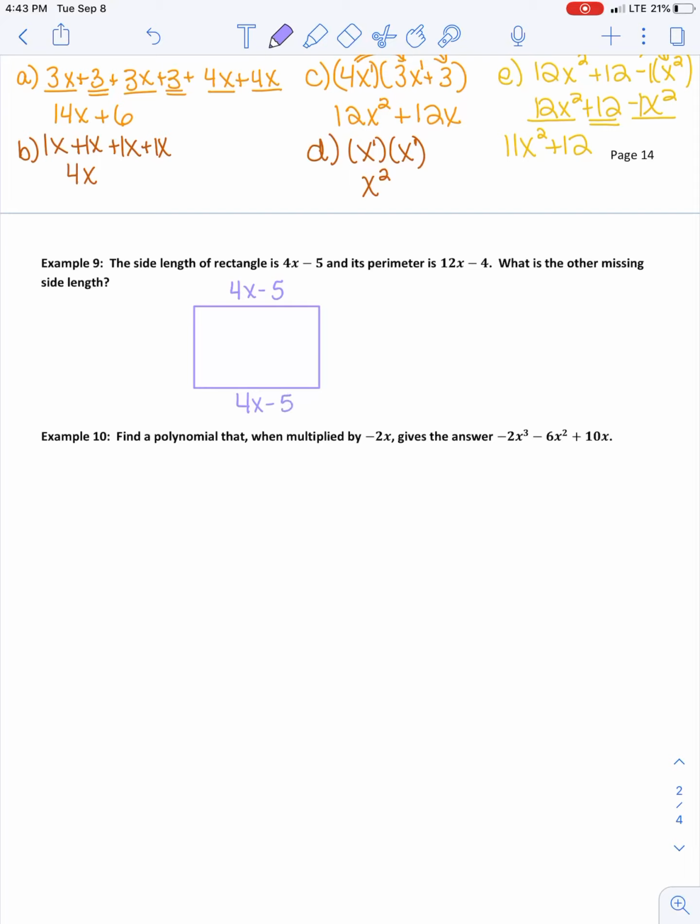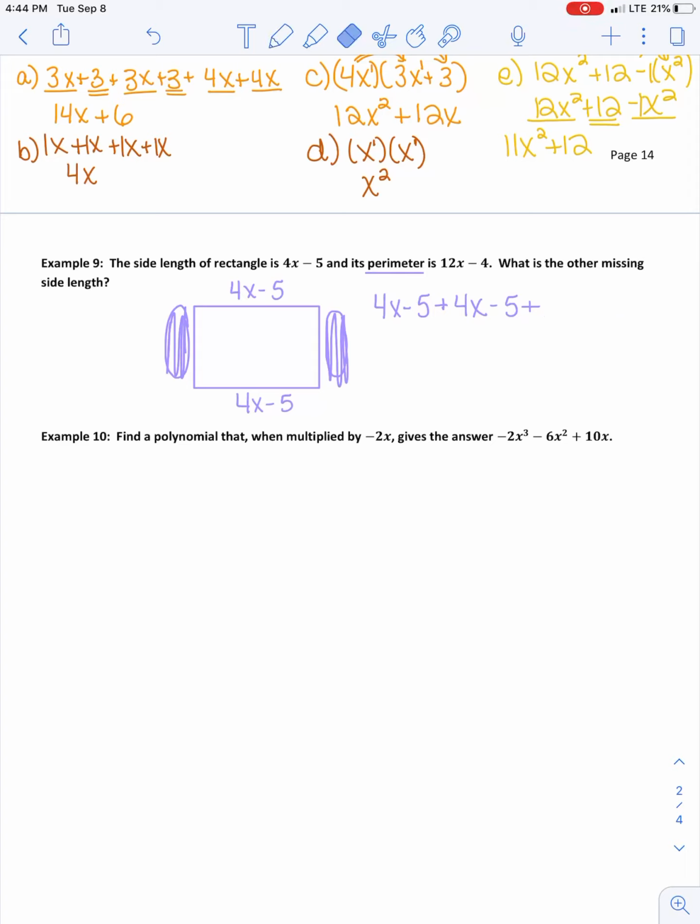The problem is we don't know this side, which in turn says that we don't know this side. Okay, because it tells us then that the perimeter is 12x minus 4. We want to know what that other side length is. So really, we're saying 4x minus 5 plus 4x minus 5. Now we have another side length that we would have to add in there. So let's say this side length we're adding. And then we also have to add this side length. Okay, and that should equal our perimeter.